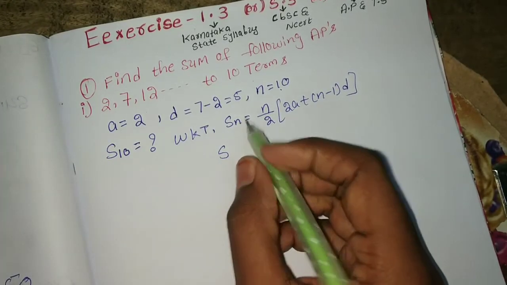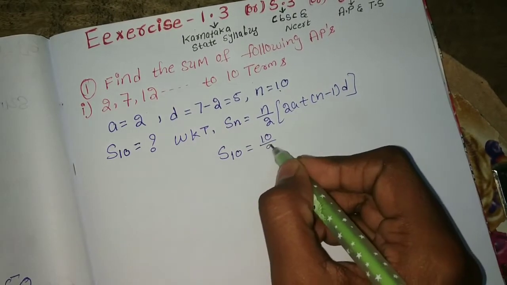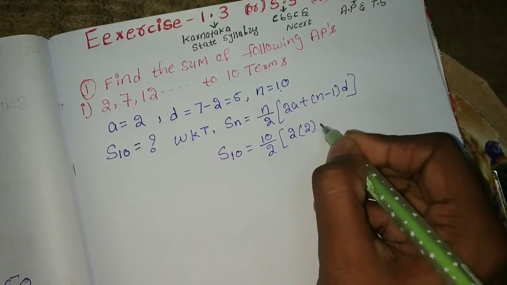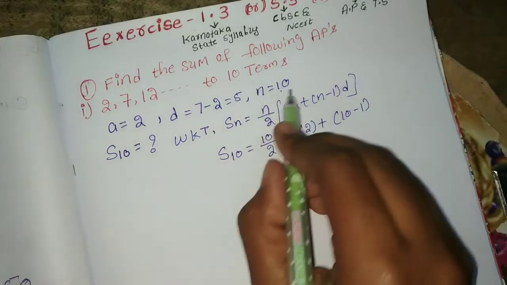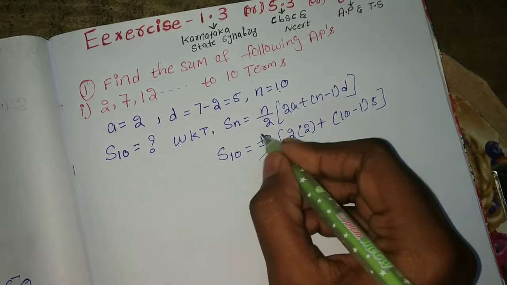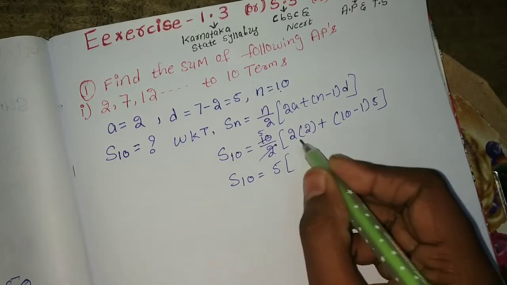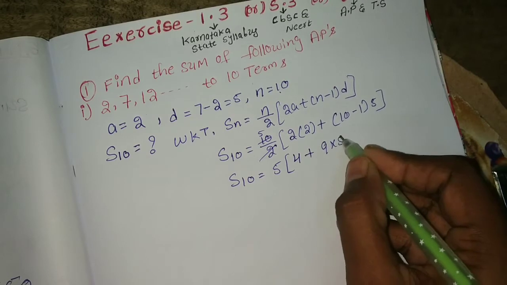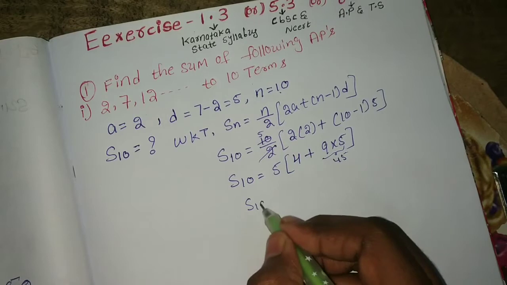S10 is equal to 10 by 2 into, what is a? A is 2, plus 10 minus 1 into, what is the common difference? D is 5. Understand? So 2 5s are 10. Then S10 is equal to 5 into, 2 2s are 4, plus 10 minus 1, that is 9, into 5. What is 9 5s? 9 5s are 45.